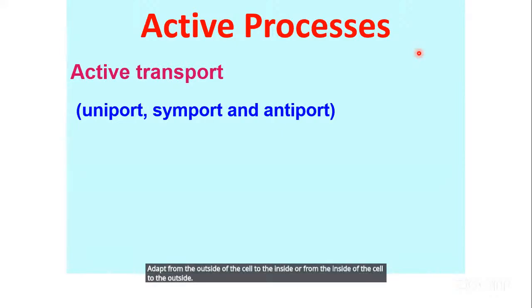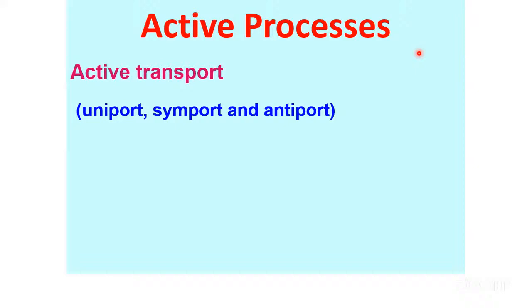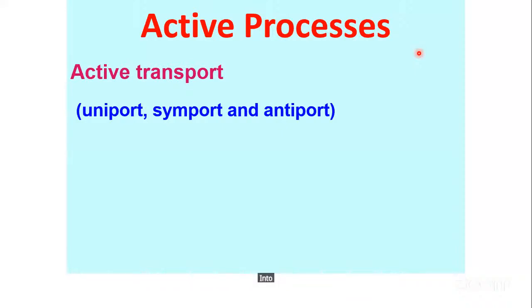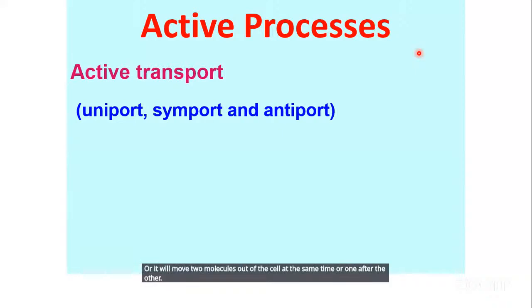The symport type of transport, and the protein that does symport is called a symporter. That protein will move two molecules into the cell at the same time, or one after the other, or it will move two molecules out of the cell at the same time or one immediately after the other.